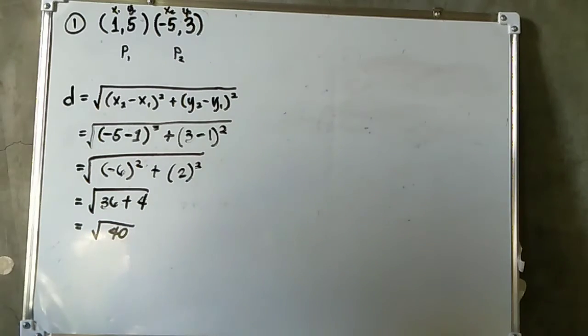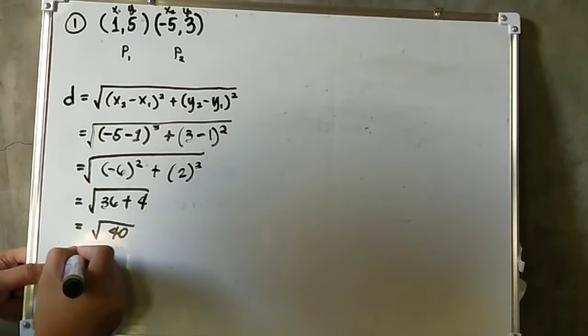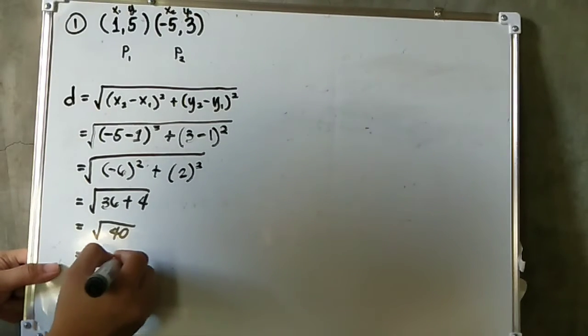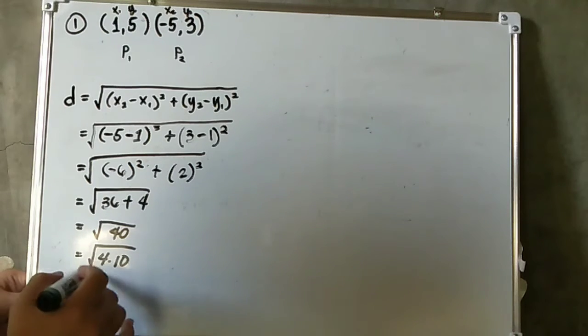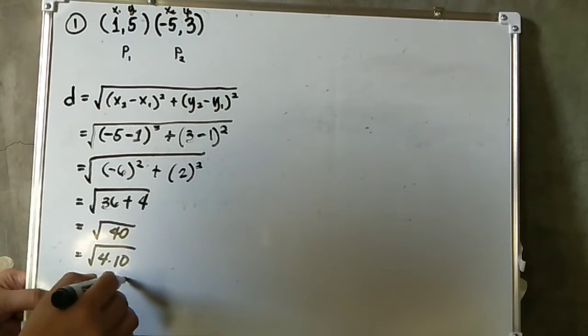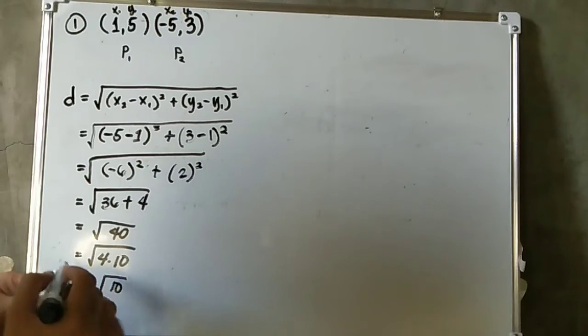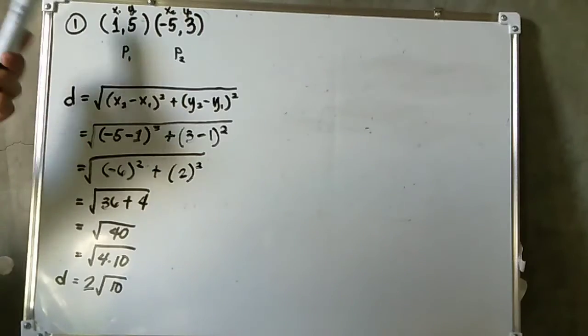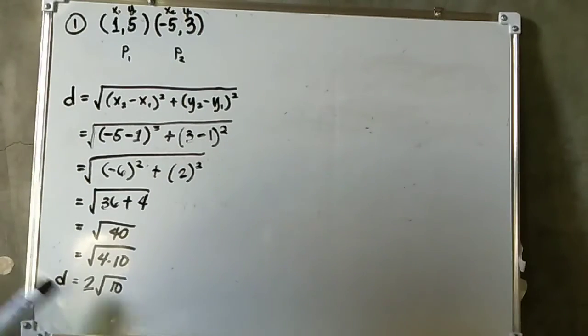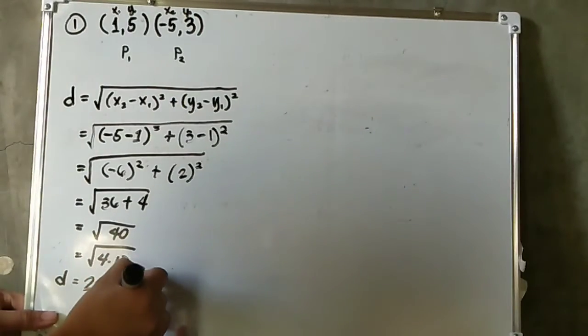The next step is to factor out inside of a square root. We have 4 times 10. And the answer is 2 square root of 10. So the distance between (1, 5) and (-5, 3) is 2 square root of 10 units.